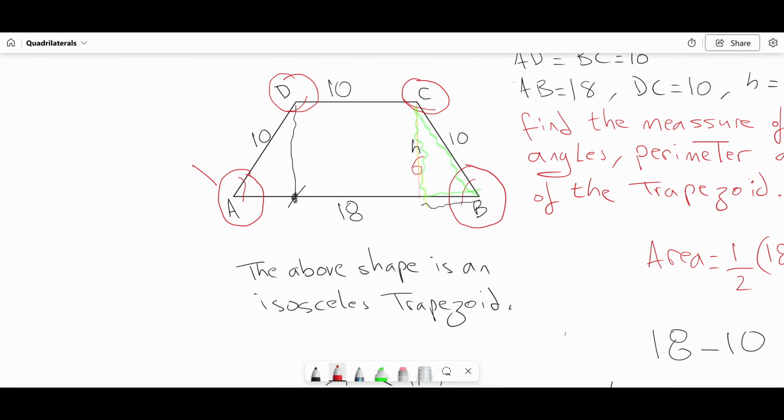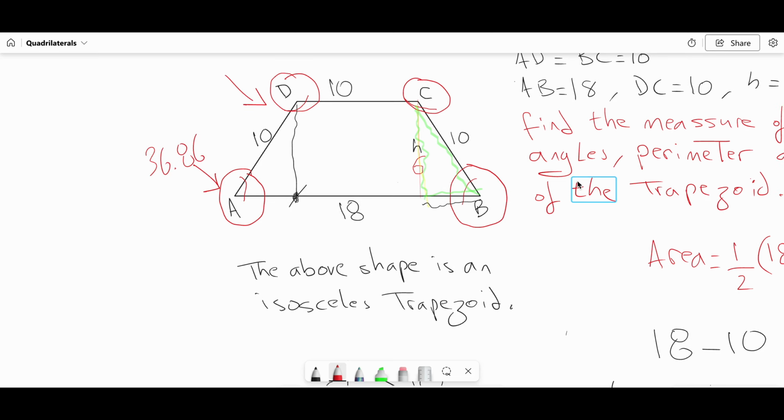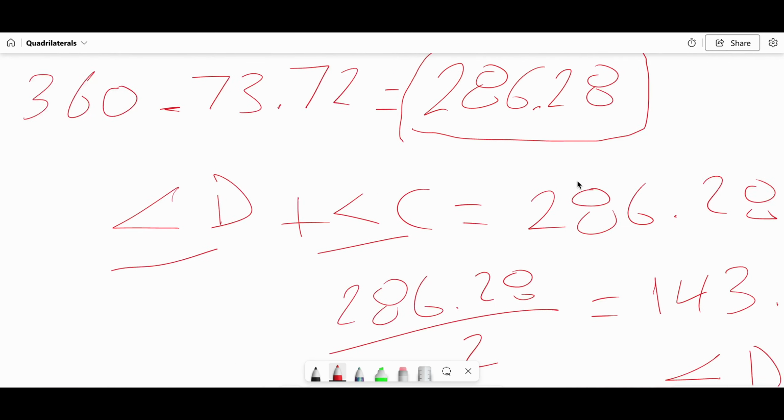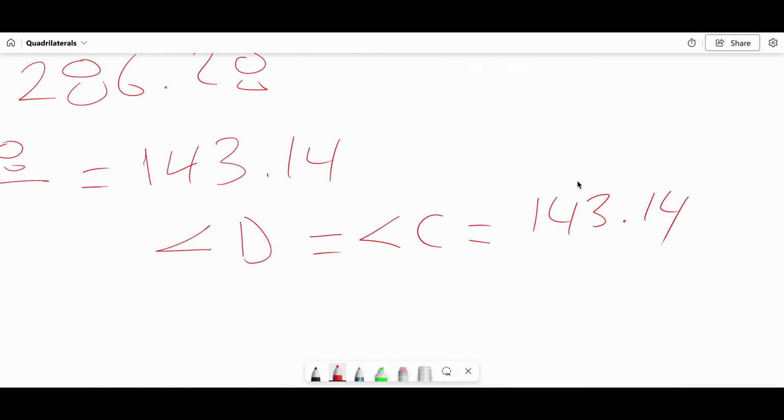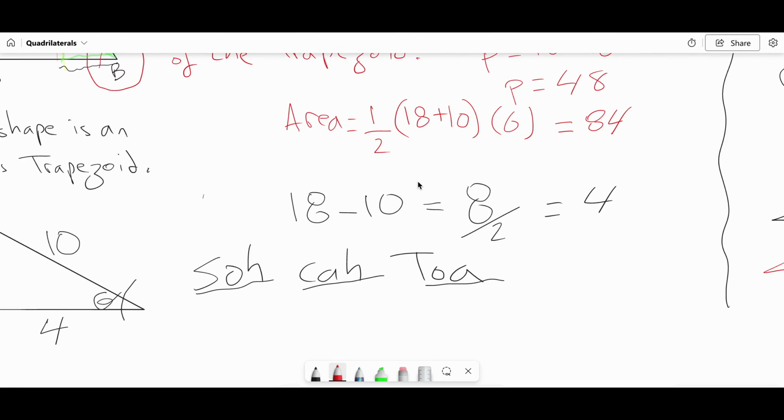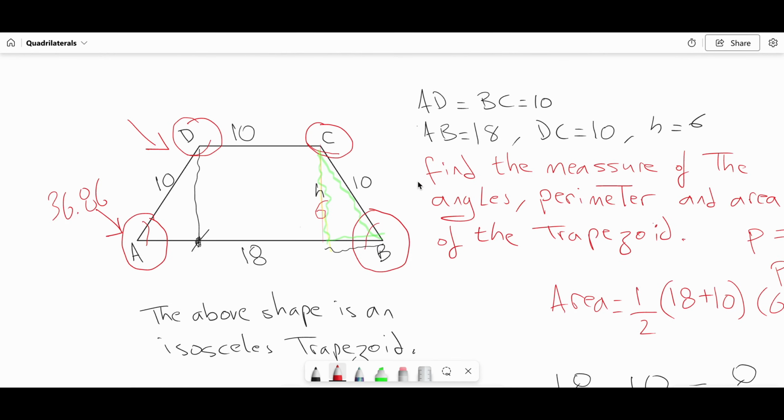This angle here is equal to 36.86, and this angle here, D, is equal to 143.14. 143.14, and this angle is also equal to 143.14, and this angle B is also equal to 36.86.